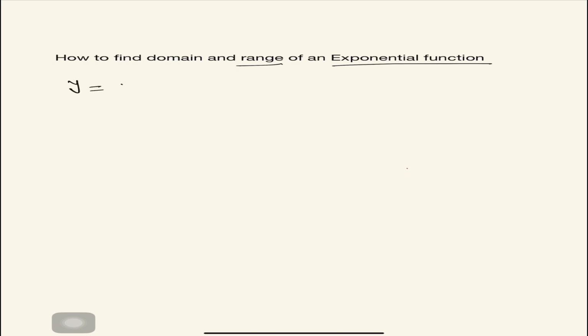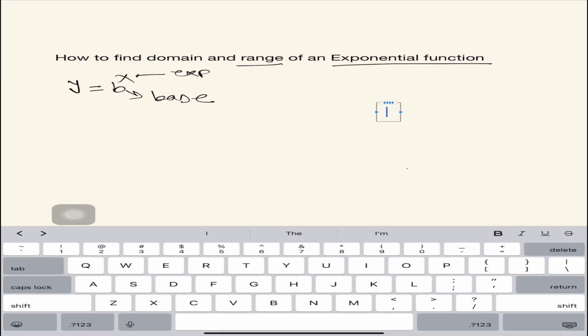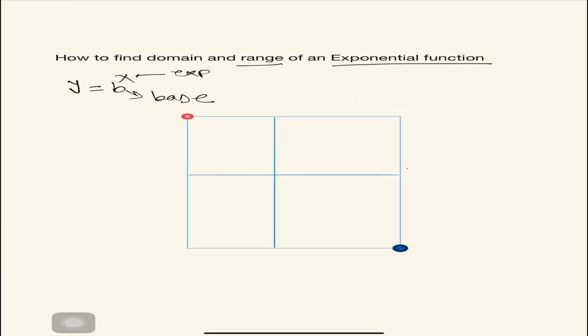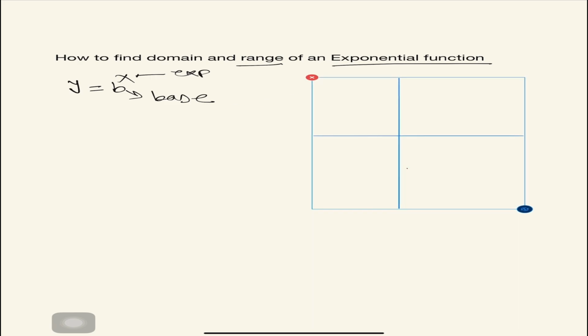It is y equals b power x. So x is the exponent here and b is the base, right? So here, we can draw the graph real quick to see how it is. Here we go. It doesn't matter. Let's say this is x, and this is y. So let's just draw this part.